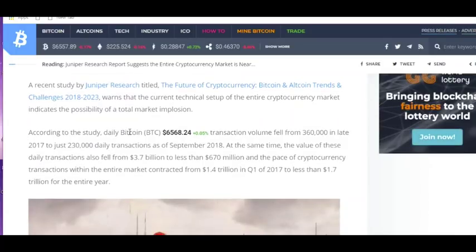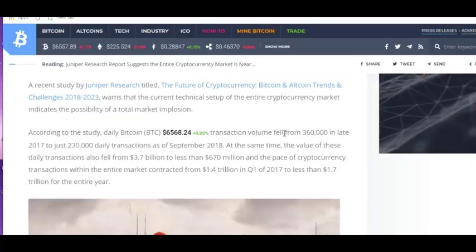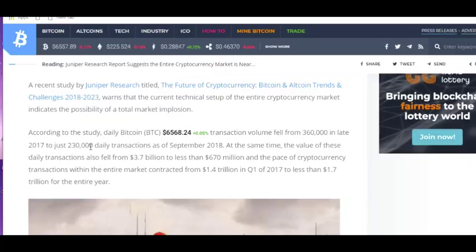According to the study, daily Bitcoin transaction volume has fallen from 360,000 in late 2017 to just 230,000 daily transactions as of September of 2018. At the same time, the value of these transactions also fell from 3.7 billion to less than 670 million. And the value of cryptocurrency transactions within the entire market contracted from 1.4 trillion in Q1 of 2017 to less than 1.7 trillion for the entire year so far this year.